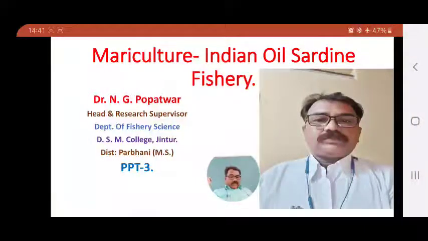The catches are composed mostly of juveniles in the size group of 12 to 15 centimeters. In these sardine catches, maximum fishes are juveniles, of size 12 to 15 centimeters. During the peak period from October to December, the sardines caught are of 12 to 15 centimeter size, as reported and studied.